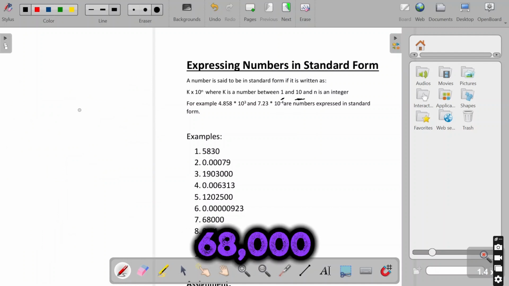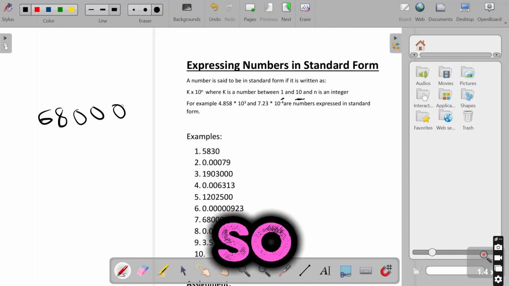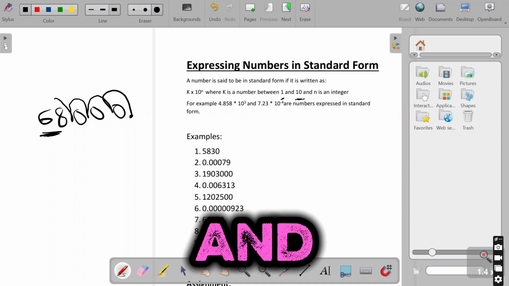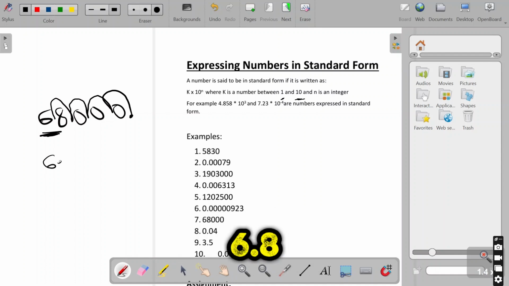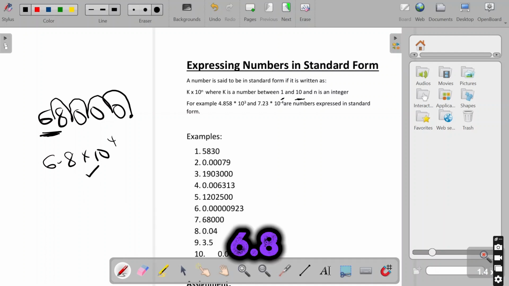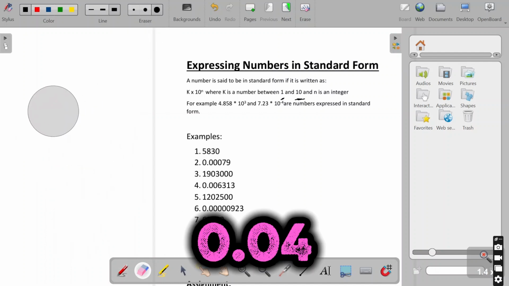Number 7. So we have 68,000. So a number like this, just put the decimal point here. So you have to move it in between these two numbers, 6 and 8, to make it a number between 1 and 10. So 1, 2, 3, and 4. So that will give us 6.8 times 10 raised to power 4. 6.8 times 10 raised to power 4. Okay. Next is 0.04.